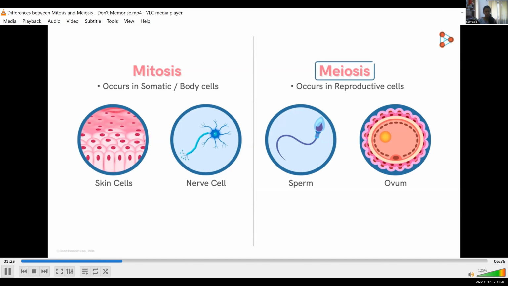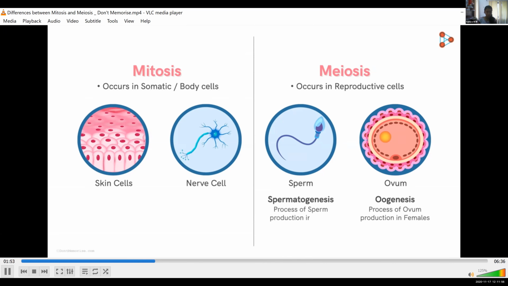On the other hand, meiosis occurs in males and females, giving rise to haploid sperm and egg cells respectively. The process of meiosis, however, has different names in both the sexes. Due to the different cells produced as an end result, meiosis is also referred to as oogenesis, that is the process of ovum production in females, and spermatogenesis, that is the sperm production process in males.